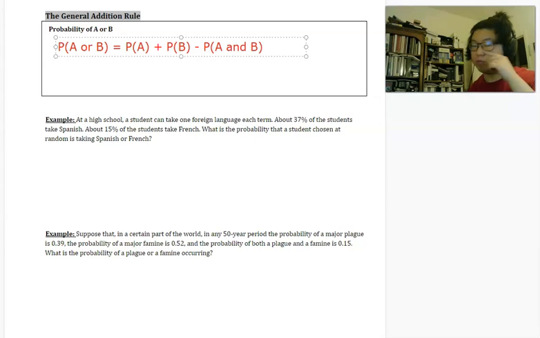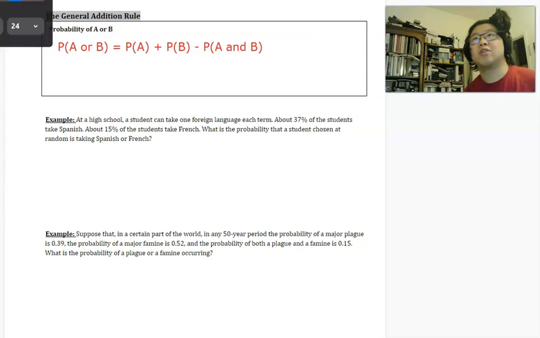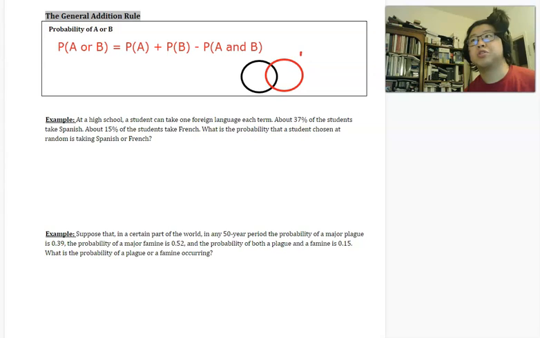All right, let's break it down. If you're talking about a Venn diagram, I'm going to draw those two circles again. This is a really quick example. Here's my B, here's my A. I'm going to use another color to talk about this piece right here. This is the P of A and B.